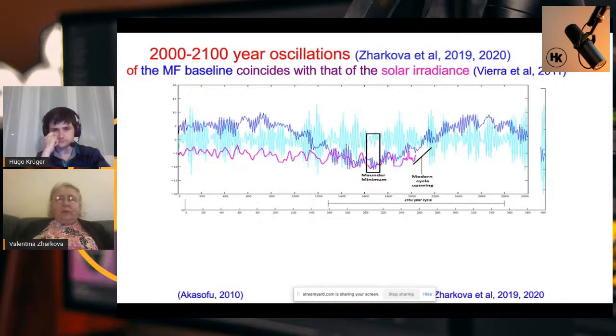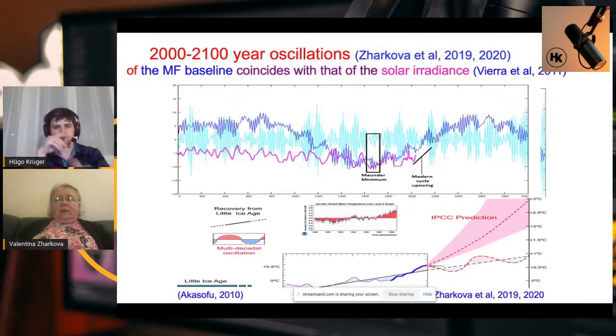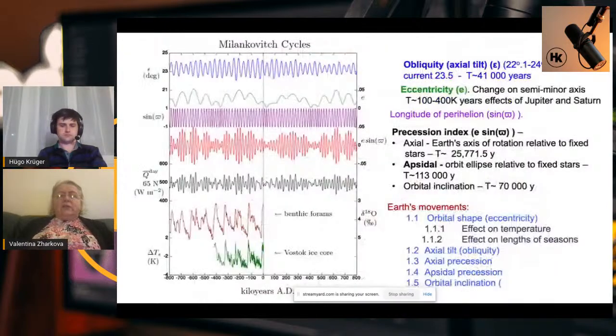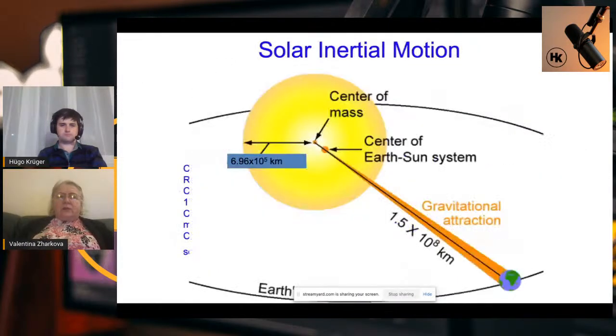So this is why we thought it's probably because the sun moves toward the Earth. We looked at the Milankovitch cycle, which has a much larger period. None of them were suitable. So this is why we needed to look at the solar inertial motion, which shows that all planets are rotating around the barycenter of the solar system. And it turned out the sun also rotates around the barycenter because of the gravitation of large planets.